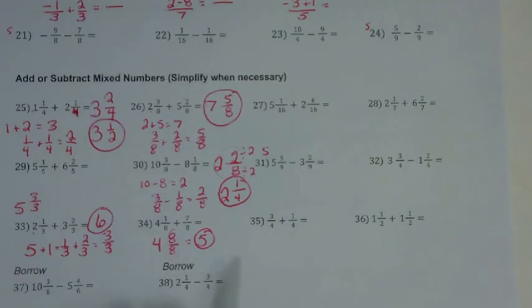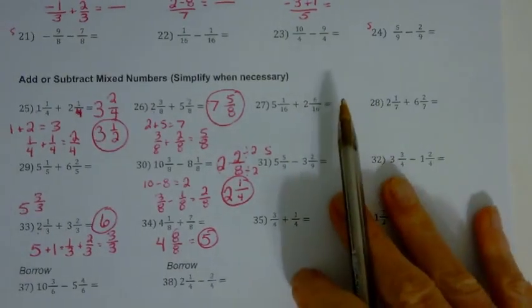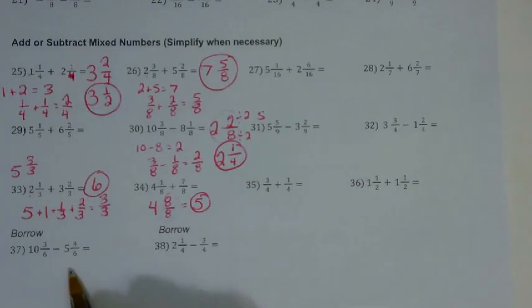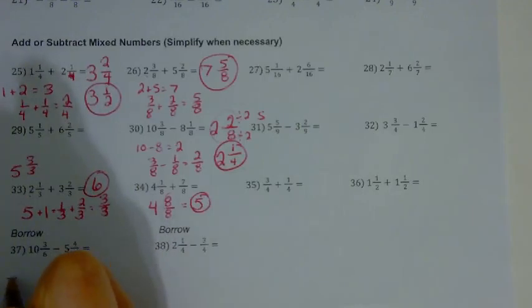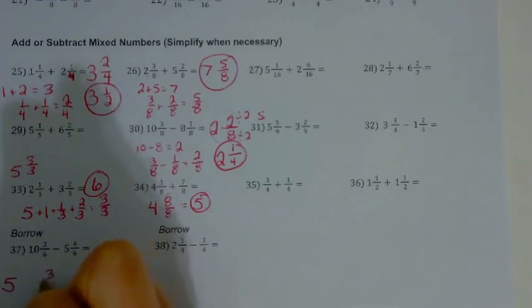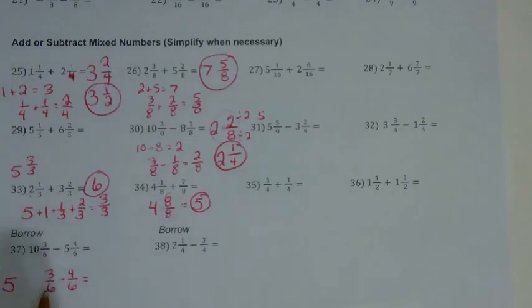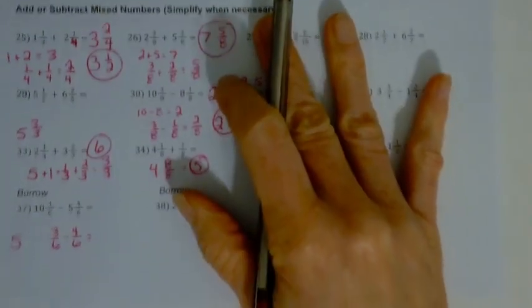These are the subtraction problems where we have to borrow. So if you look very carefully, we have 10 minus 5 is 5, right? And then we have 3/6 minus 4/6. Well, 3 minus 4 is negative 1. We don't have enough sixths to borrow. So we did the 10 minus 5 and we get 5.